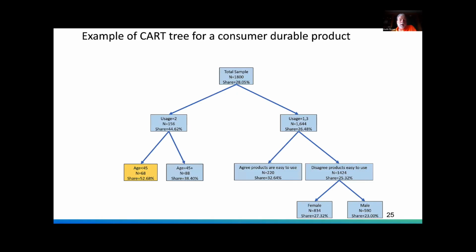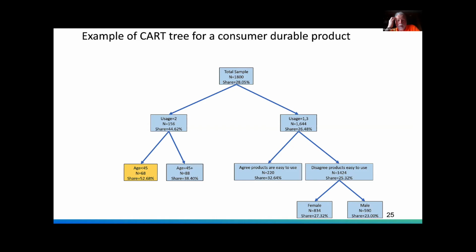I want to show you one more example of a decision tree. The first tree was a conditional inference tree for that service. This is a CART tree for a consumer durable product. You can see here we had a total tree of 1,800 people. The percent of people who were interested in this durable product was 28%.